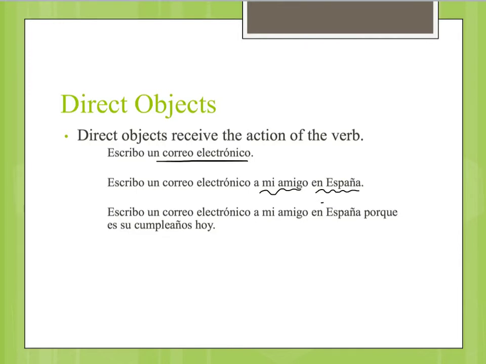And even if I took, porque es su cumpleaños hoy, and put that at the beginning of my sentence, I could say something like, porque es su cumpleaños hoy, escribo un correo electrónico a mi amigo. You still have to look for the verb and ask yourself, write what? And the answer to that, the receiver of the action, is your direct object.